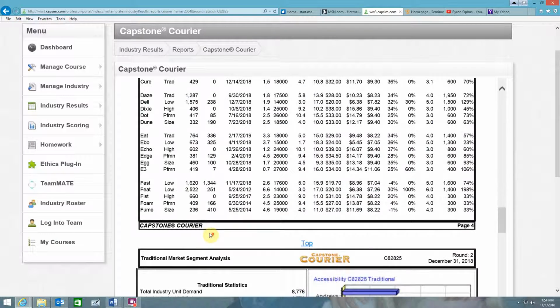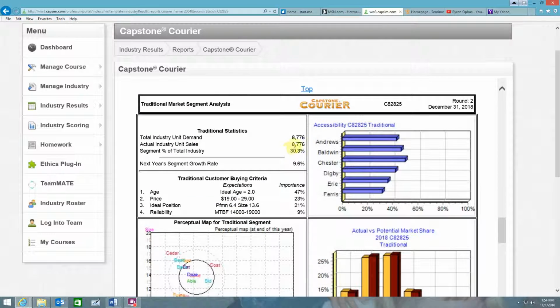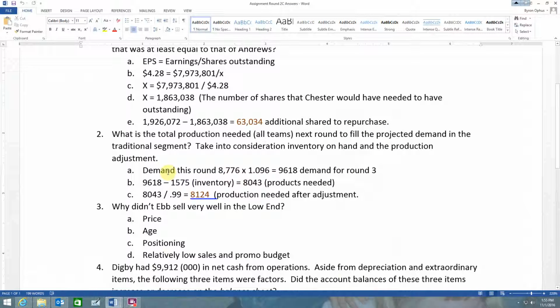Get down to it, 8,776,000 units. The growth rate, let's put that at 9.6%. So now the long way to do this would be to multiply it by 9.6%. That would tell you how many it's going to grow by, and then you would add that to the 8,776,000.